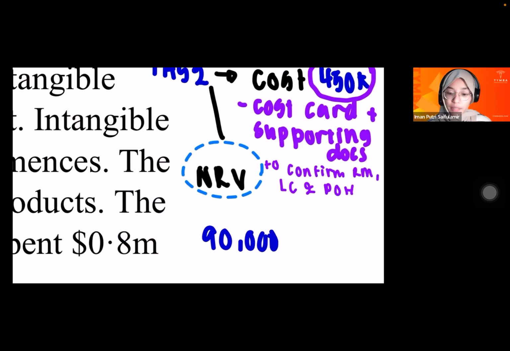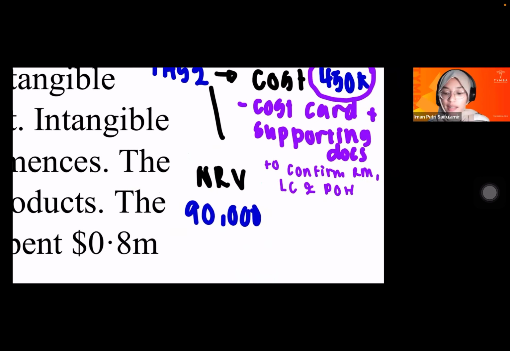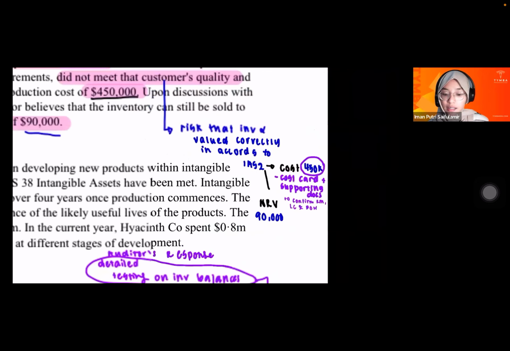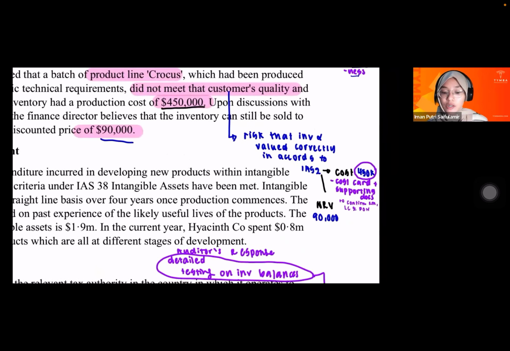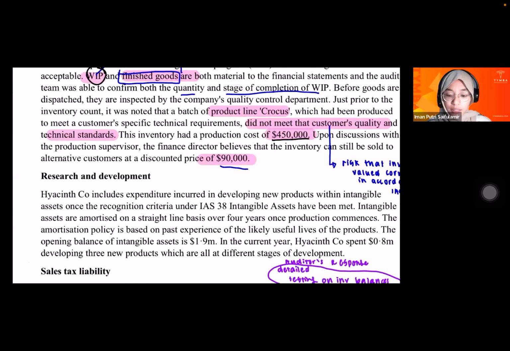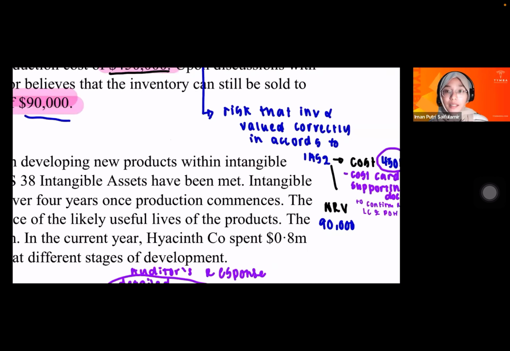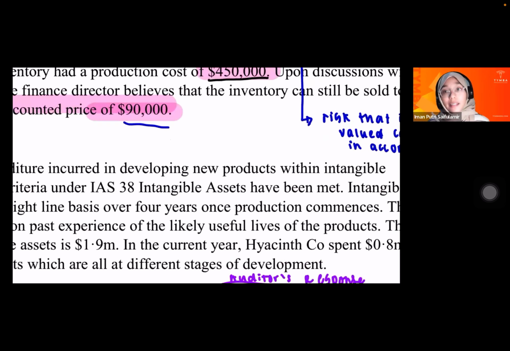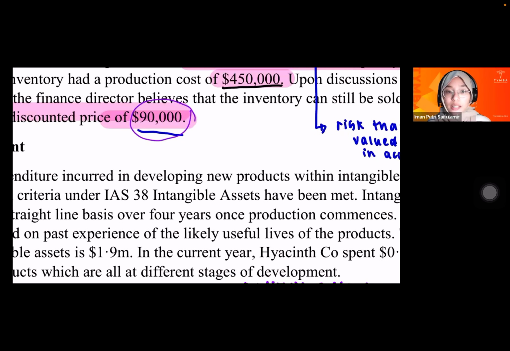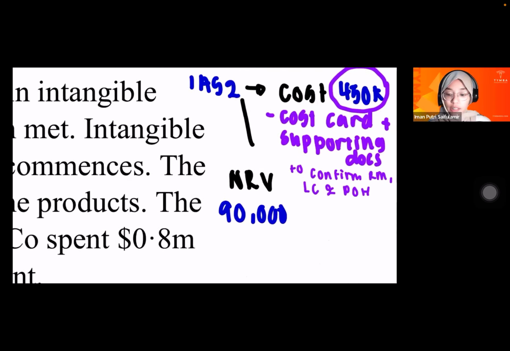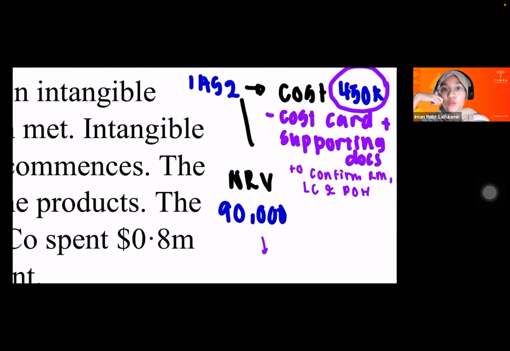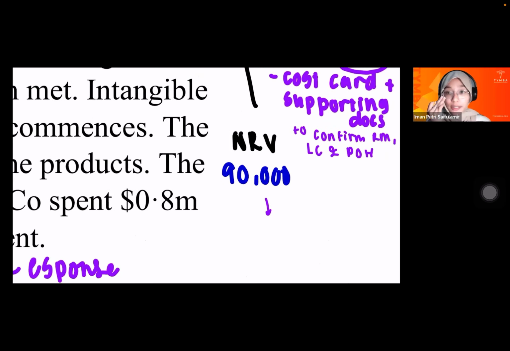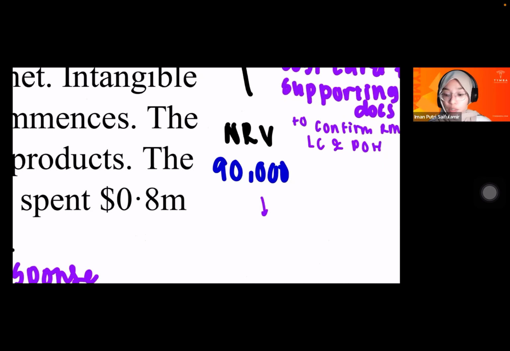When we are confirming NRV of 90,000, we want to assess where they actually got this. They said that the finance director believes that the inventory can be sold to an alternative customer at a discounted price of 90,000. So we want to confirm how we know that management is not just plucking this 90,000. We want to look into the post-year end sales invoice. Please remember this, because it is very useful, not just in answering your SP, but also your auditor's response.